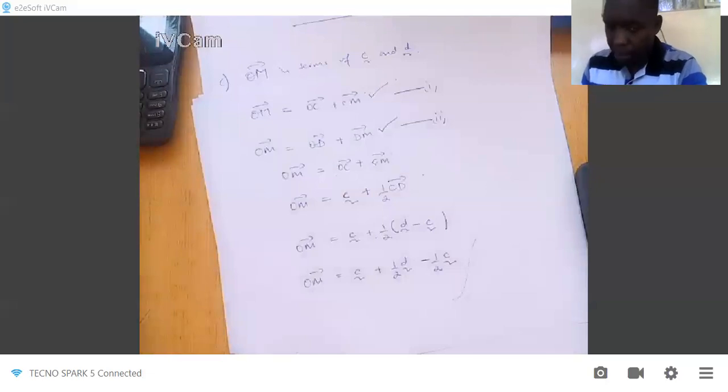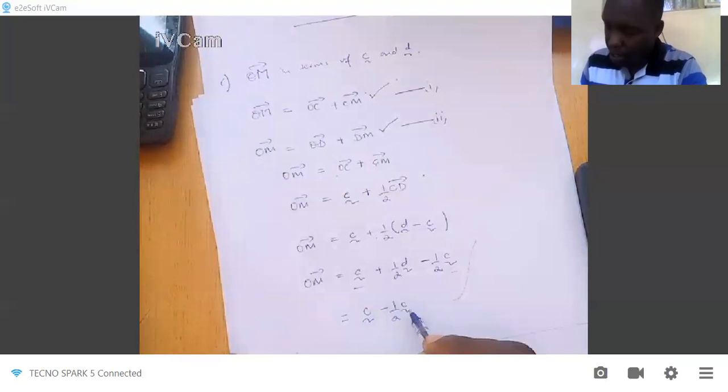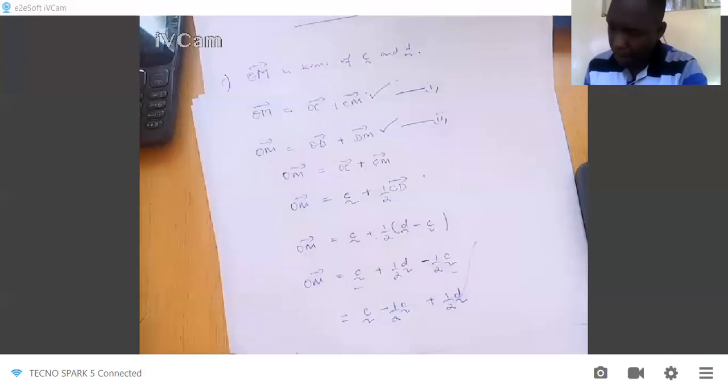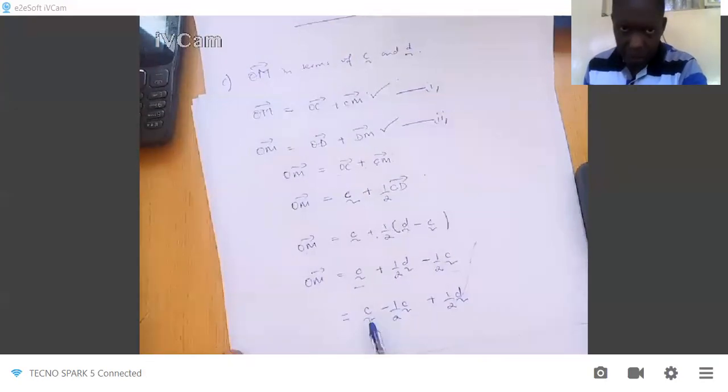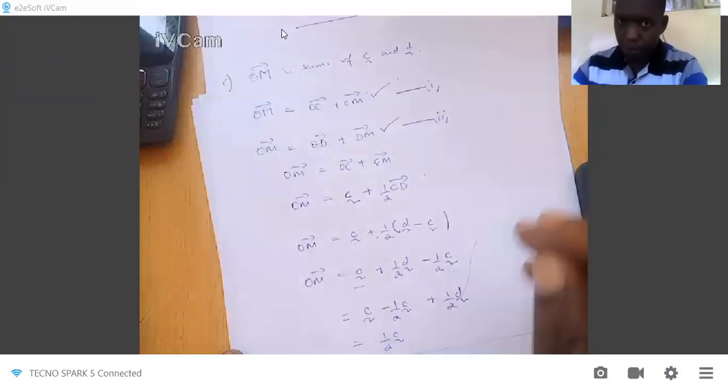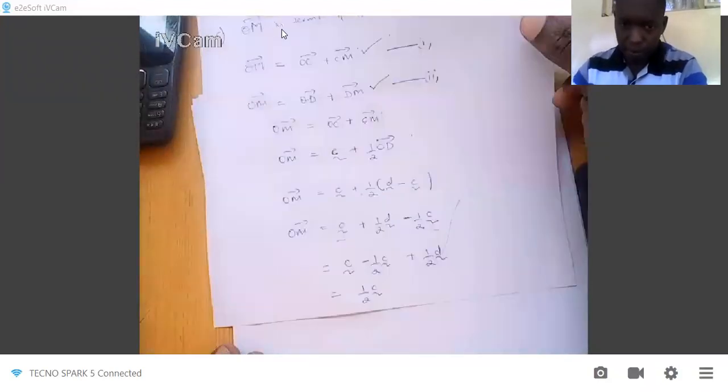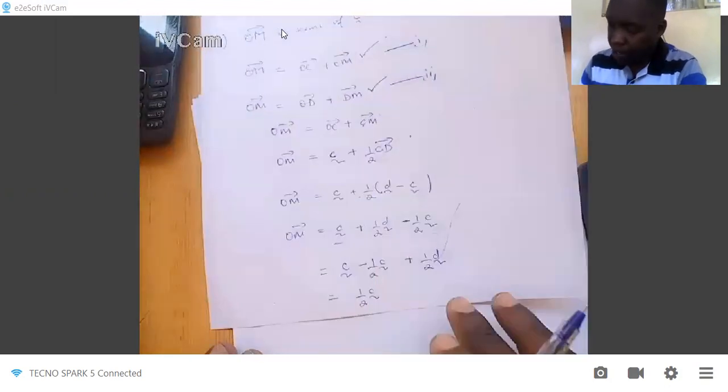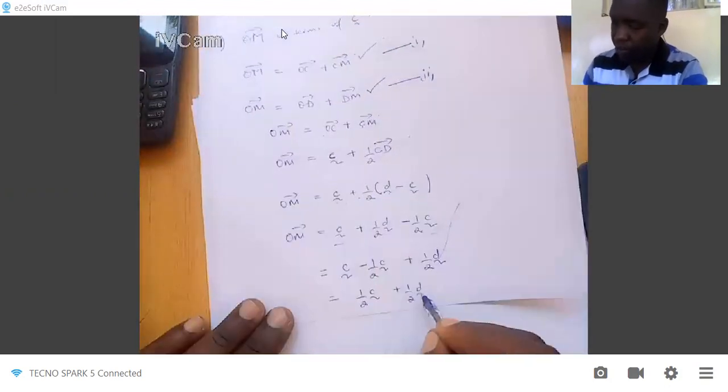So there we collect like terms. We have C here and we have C. We bring them together and we shall have C minus a half C, then plus a half D. So C minus a half C, you get a half C. Then plus a half D.